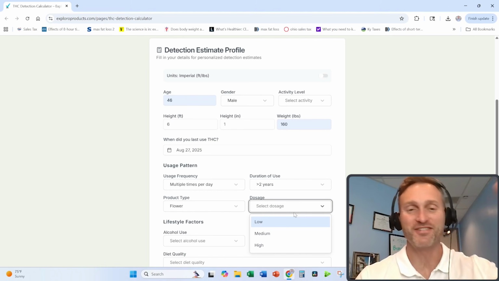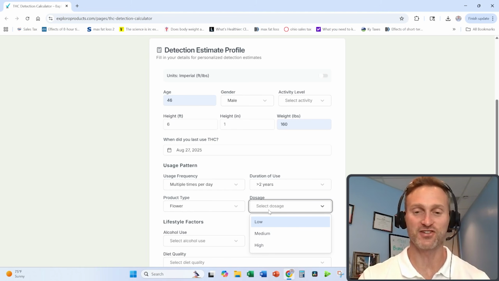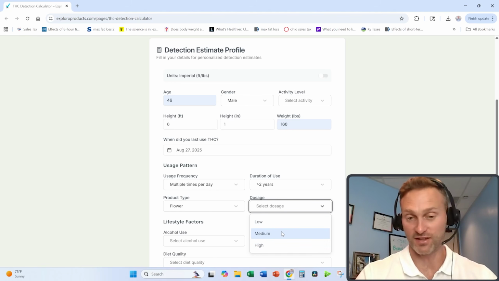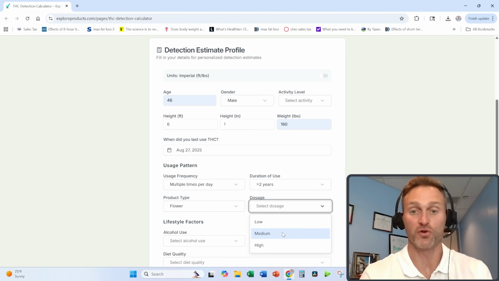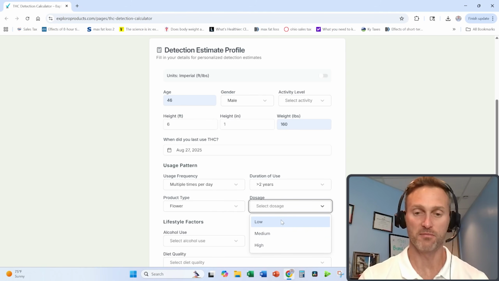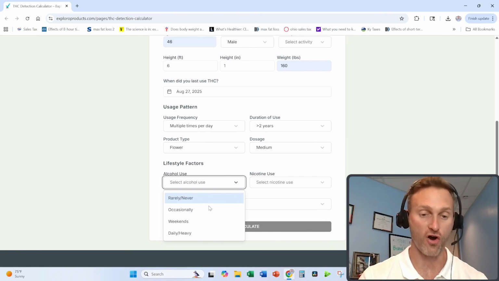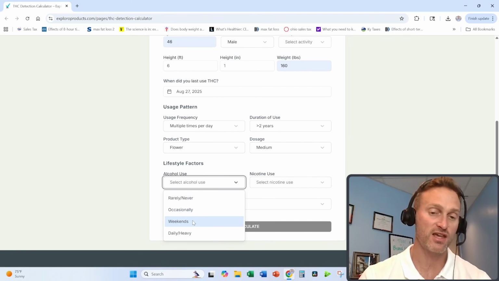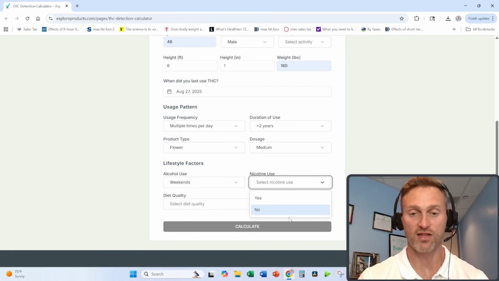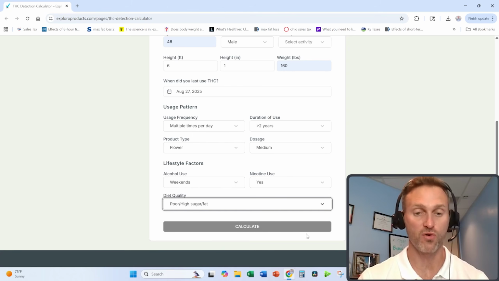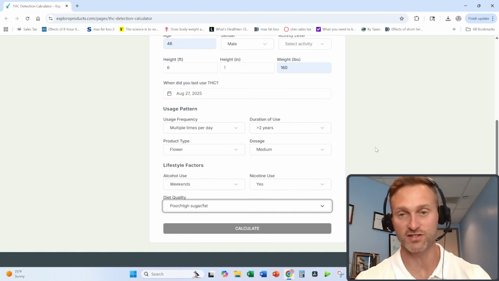Again, this isn't going to cover all examples. That's why I'm leaving the link, so you can play around with this for your own individual needs and find out the estimate for your particular situation. I'm going to keep the dosage at medium. I think that's kind of standard. And then they are going to drink, let's say, on the weekends, and they are also going to smoke. And this person is going to have a poor, high fat, sugar, I guess is what they're calling it, diet.